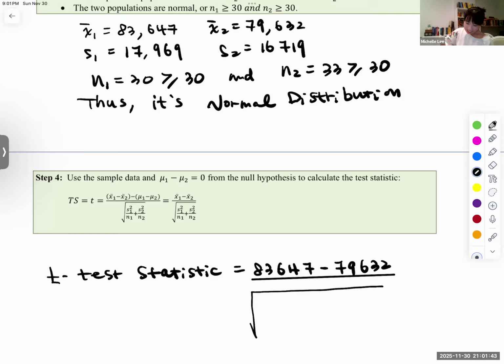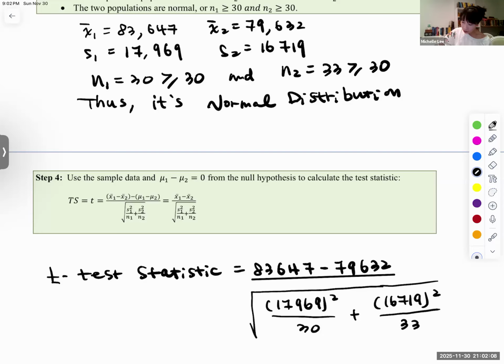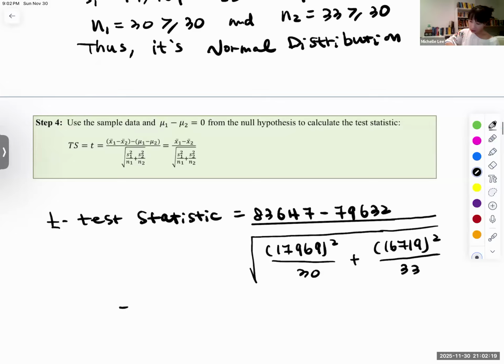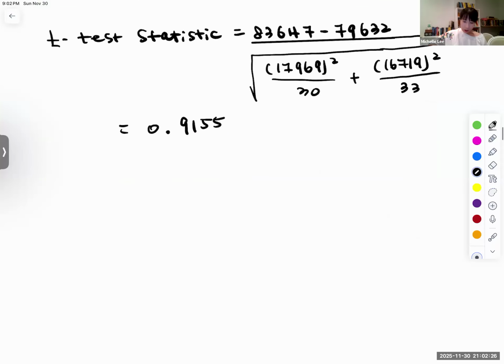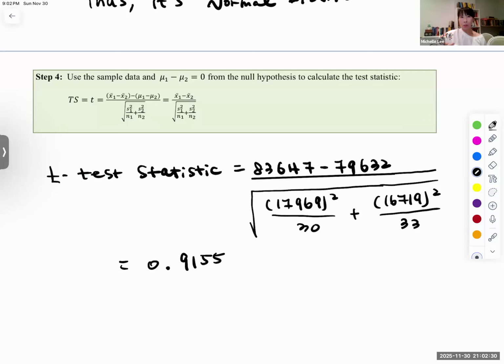inside the square root, S sub 1 squared, right? So 17,969 squared over N sub 1, which is 30, plus S sub 2 squared, which is 16,719 squared over N sub 2, which is 33, right? Okay, please use a calculator for this complicated calculation, right? So that will be 0.9155. All right, so the next one is the p-value. So I'm gonna show you how to find the p-value.